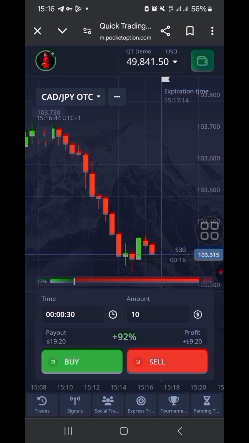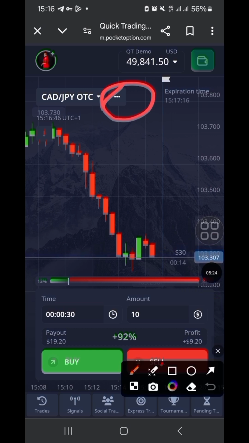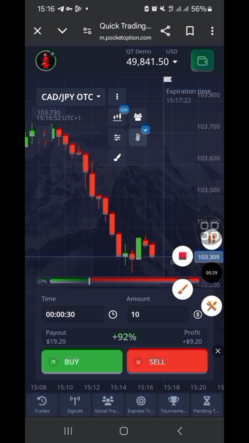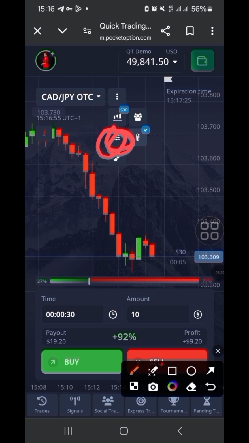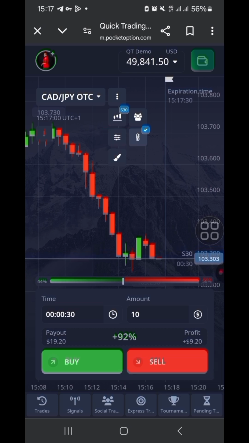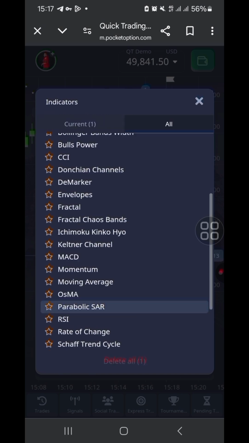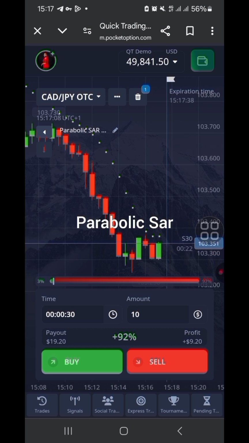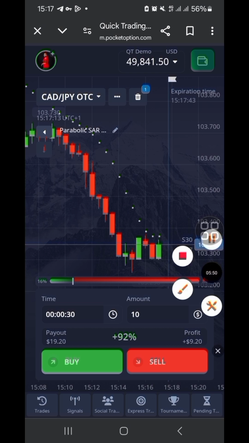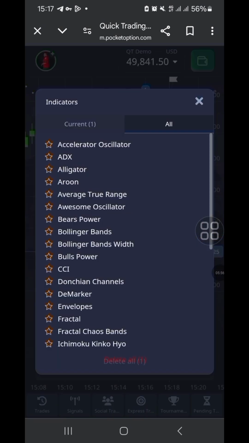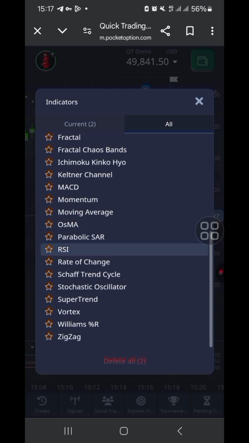Now, for the indicators, you still come here, this 3 dots line, click on it. You come to the second one, that is where you find the indicators. These second 3 lines that are looking adjacent, you click on it. When you click on it, you look for Parabolic+RSI. Look at it here, Parabolic+RSI. I'm going to spell it on the screen so that you know. Then the second one to add to it is called RSI. You click on that 3 lines, click on the second one, and you click on RSI.